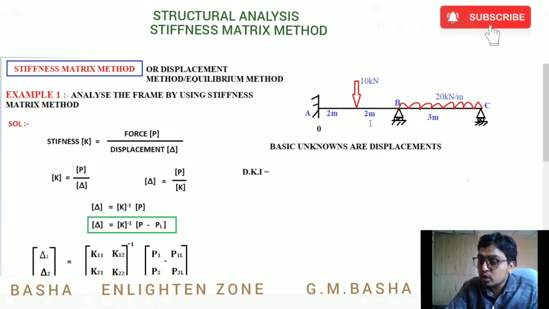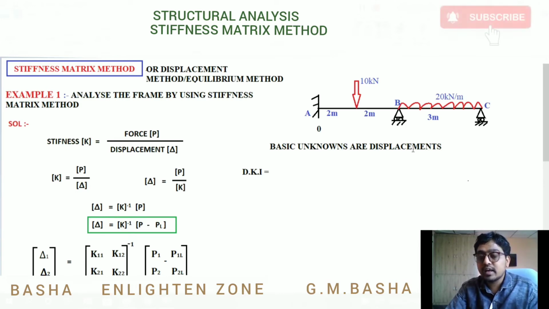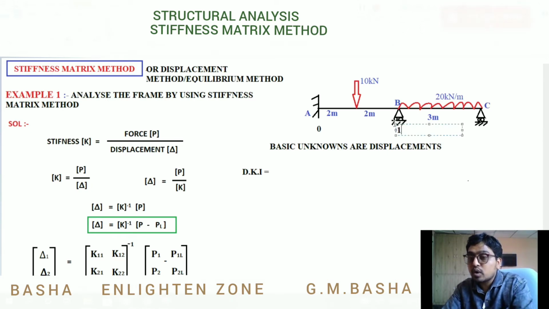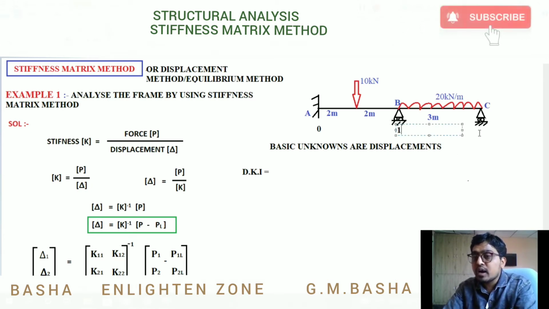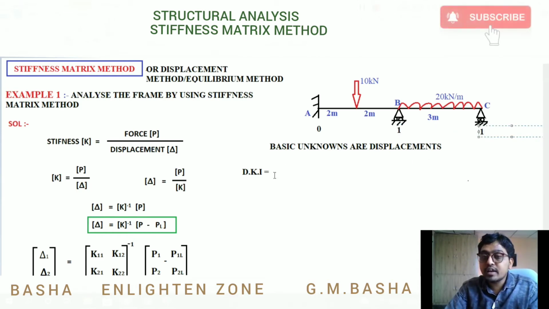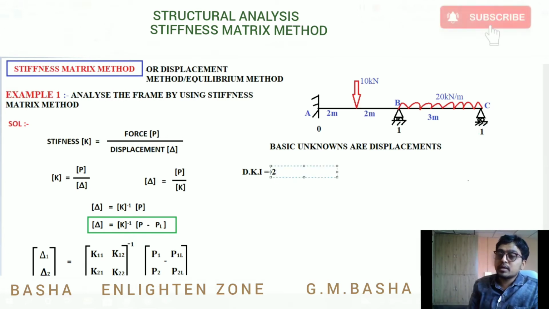So generally there will be 2 degrees of freedom for the roller support, but here this is a continuous beam. There will be no horizontal loads applied in the given example. That is the reason there will be no horizontal degree of freedom. There will be no translational movements, but there will be one rotational movement at B and another rotational movement at C. Therefore, total degree of freedom or degree of kinematic indeterminacy will be equal to 0 plus 1 plus 1, that is 2.